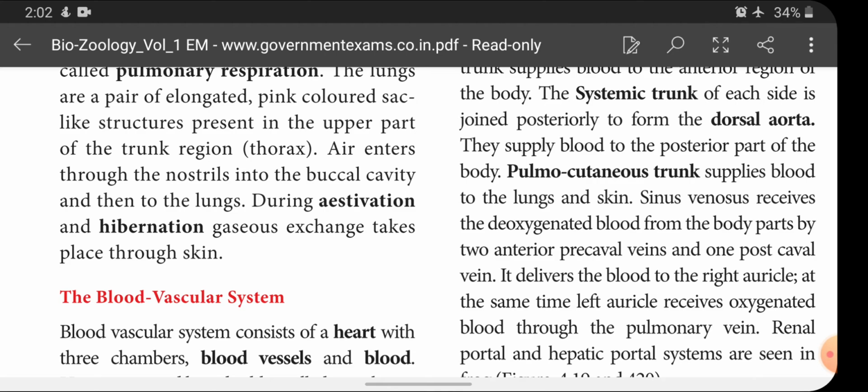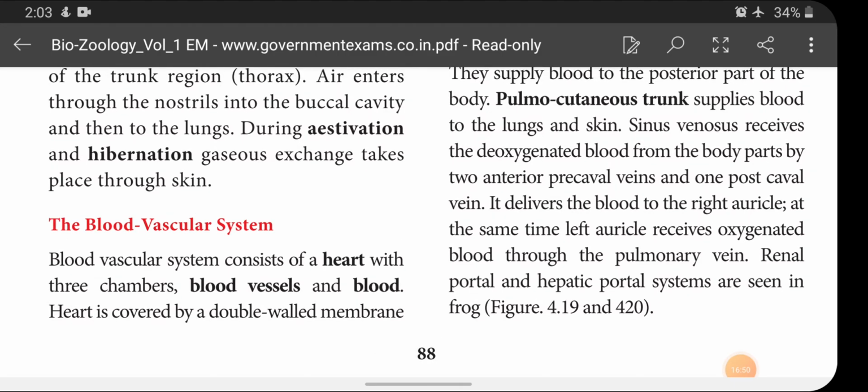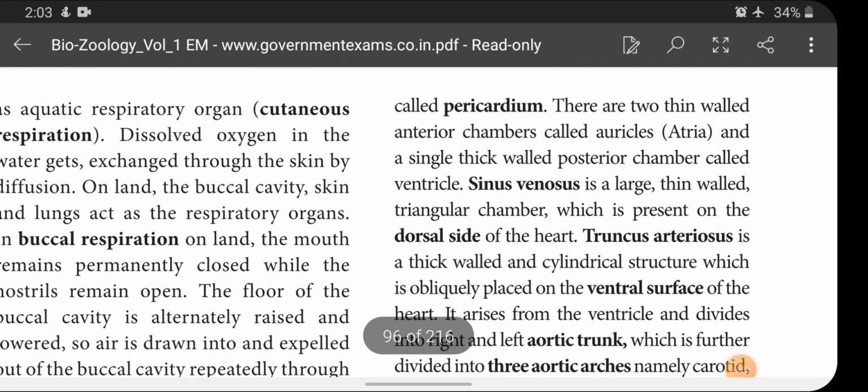Then, blood vascular system. The blood vascular system consists of a heart with 3 chambers, blood vessels and blood. The heart is covered by a double walled membrane called pericardium. Like our heart, the frog heart is also covered by a double walled membrane called pericardium. There are 2 thin walled anterior chambers called auricles and a single thick walled posterior chamber called ventricle.